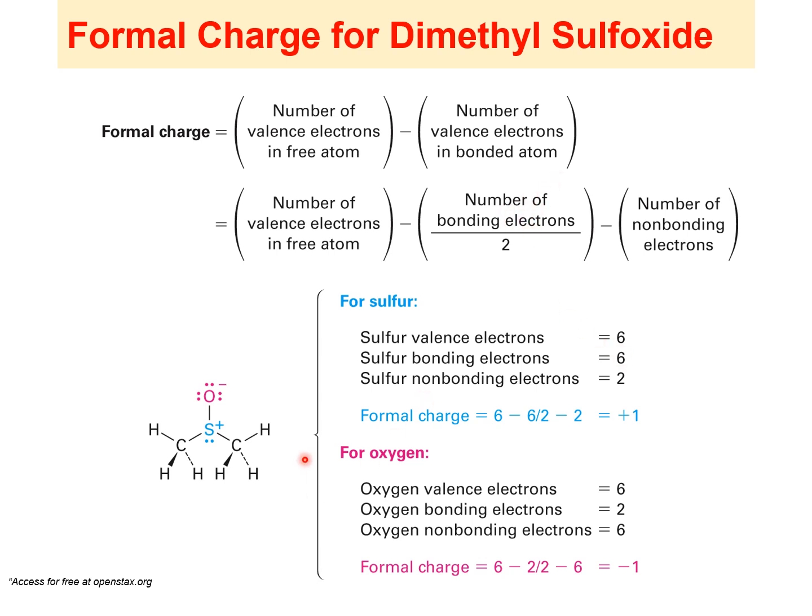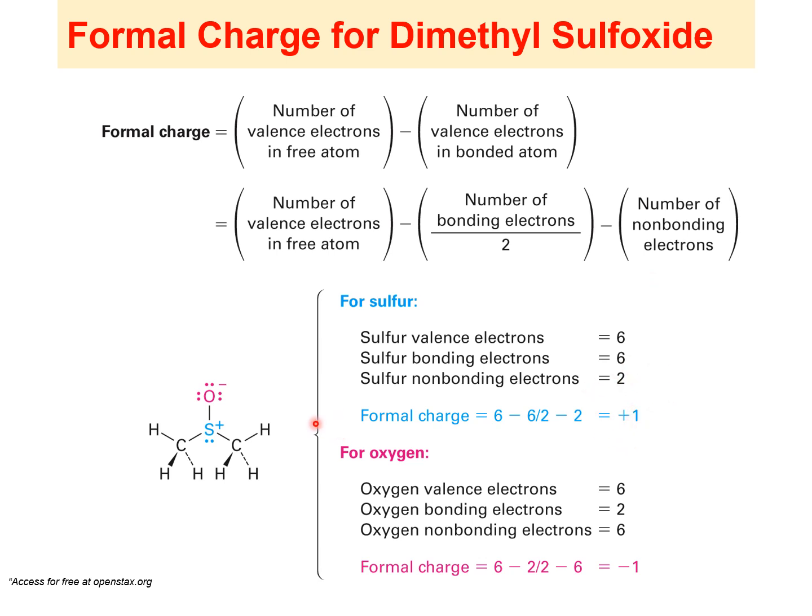So it has 6 valence electrons minus half the number of bonding electrons. Now, how many bonding electrons does it have? You will have to count both of these. Each bond represents 2, so 1, 2, 3, 4, 5, 6. So there are 6 bonding electrons. You have to take 1/2 of that, because only half of that belongs to sulfur. Then minus the number of non-bonding electrons. In this case, you have 2 of them, so you subtract 2. So 6 minus 6 over 2 minus 2 gives you a formal charge of +1.